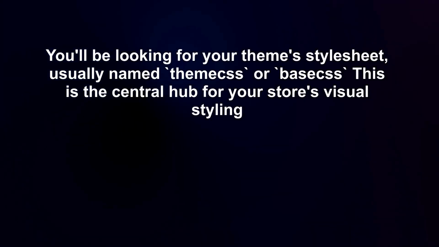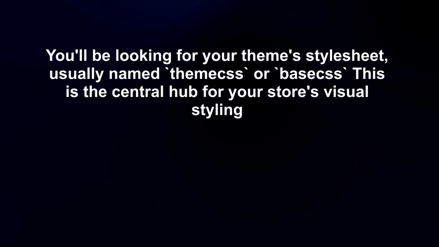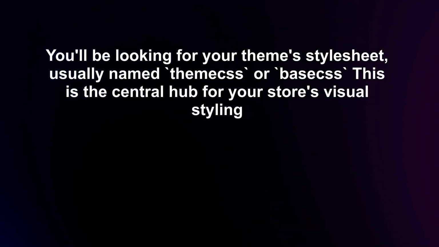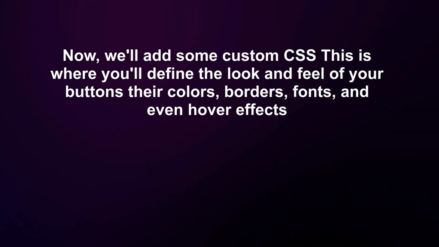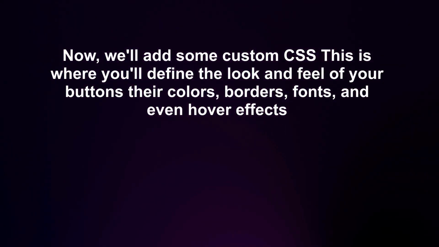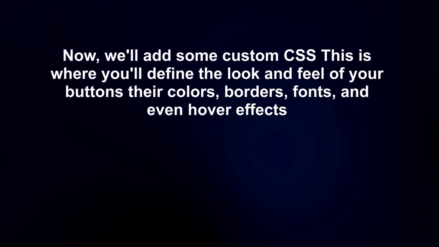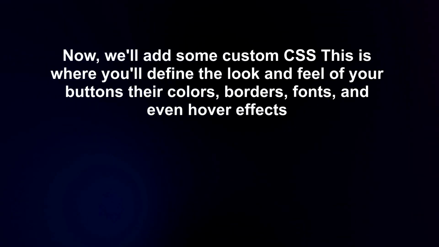You'll be looking for your theme's style sheet, usually named theme.css or base.css. This is the central hub for your store's visual styling. Now, we'll add some custom CSS. This is where you'll define the look and feel of your buttons, their colors, borders, fonts, and even hover effects.